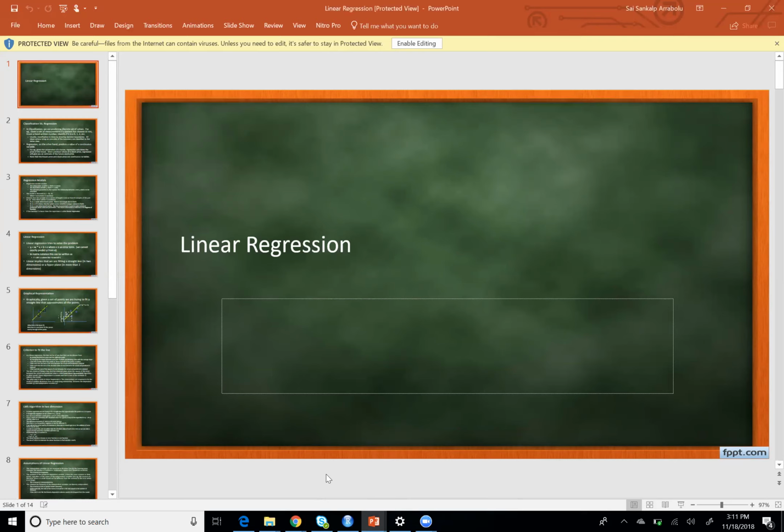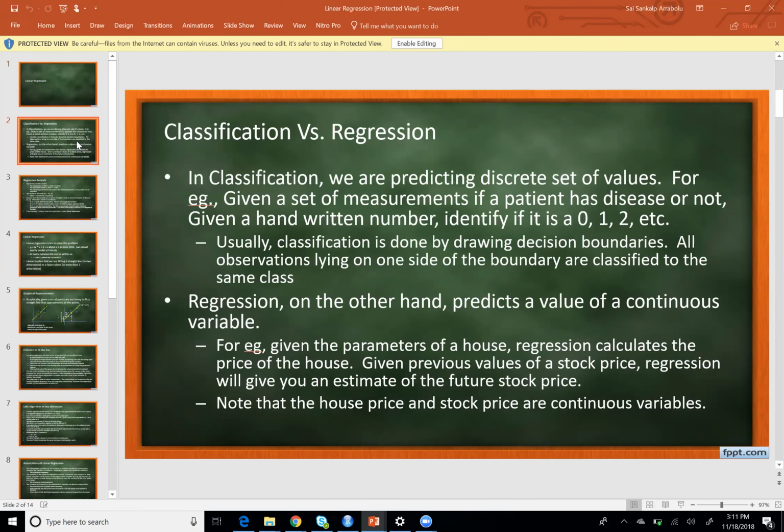But today, what we'll do is a different set of problems. Before I go into linear regression, I want to talk about what regression is. So let's do a small comparison of what classification and regression are. Basically, in classification, we are predicting a discrete set of values. What does that mean?